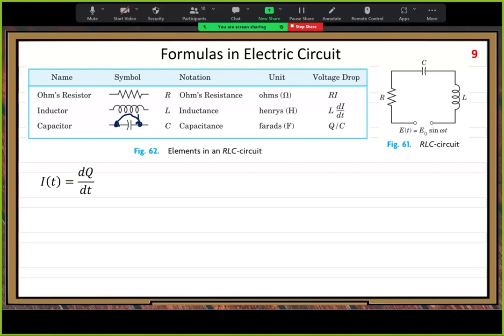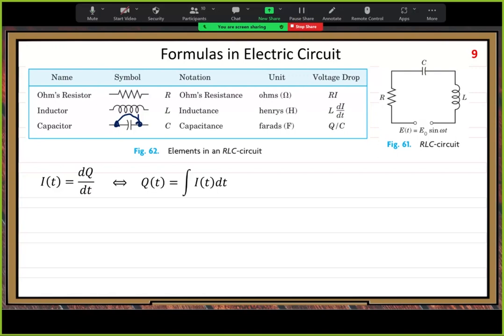But that charge amount changes as a function of time. Q of t. It's a function of time. But the rate of change is the electric current. That's our first formula. Then equivalently, we can write Q of t as the integral of the I function.